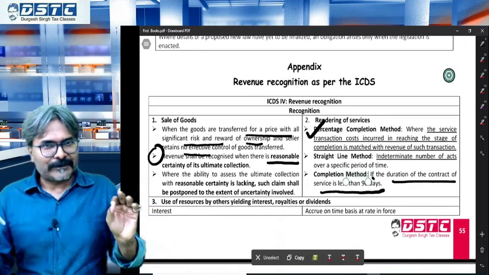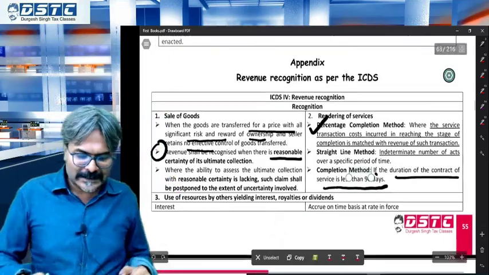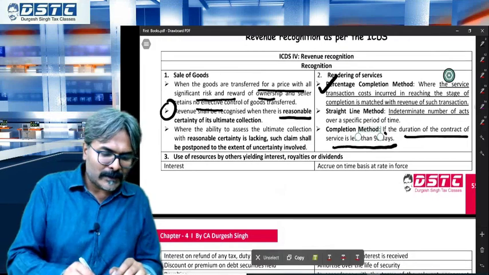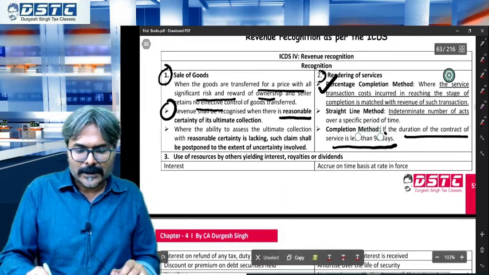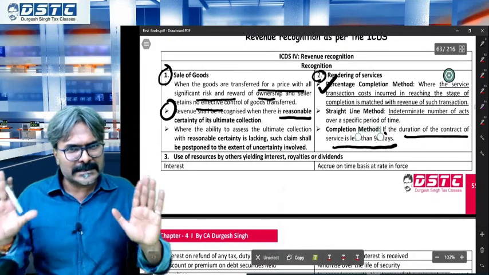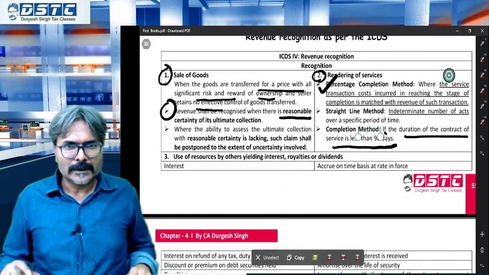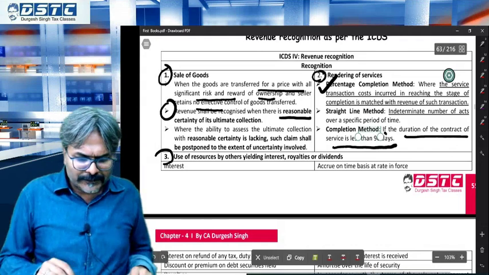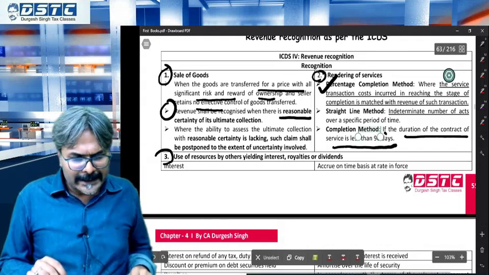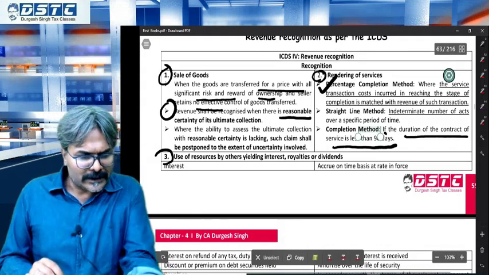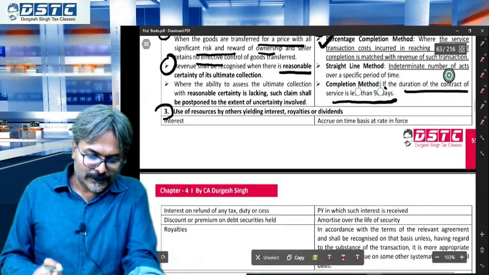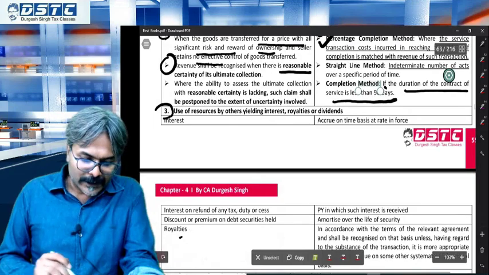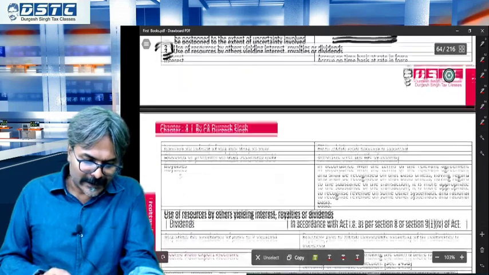Students, before you take that final note, one more point I wanted to say. Point number 1 and point number 2 are for business and profession. These are all business income. Point number 3 is use of resources by others yielding interest, royalties or dividends. So you have interest income, thereafter royalties, thereafter dividend.